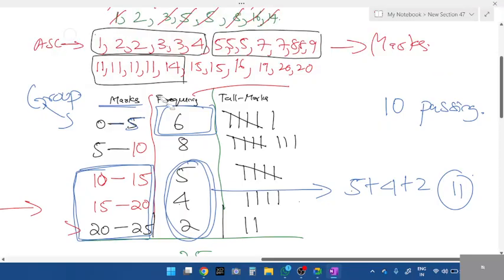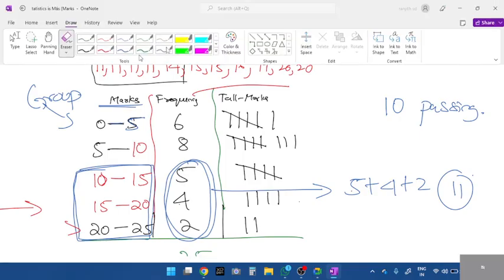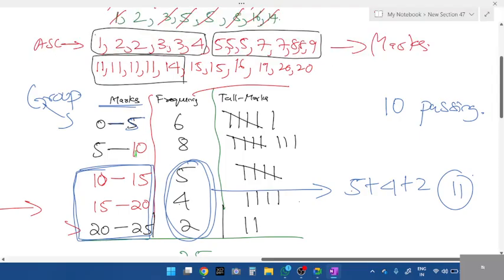No, below 10, below 10. Which one do you have to consider? Yes, 14. Remember I told you we don't count 10. In the second column, did we consider 10 here? Did we consider 10? Only till 9 we considered, right? Only till 9, which means 6 plus 8 is 14.